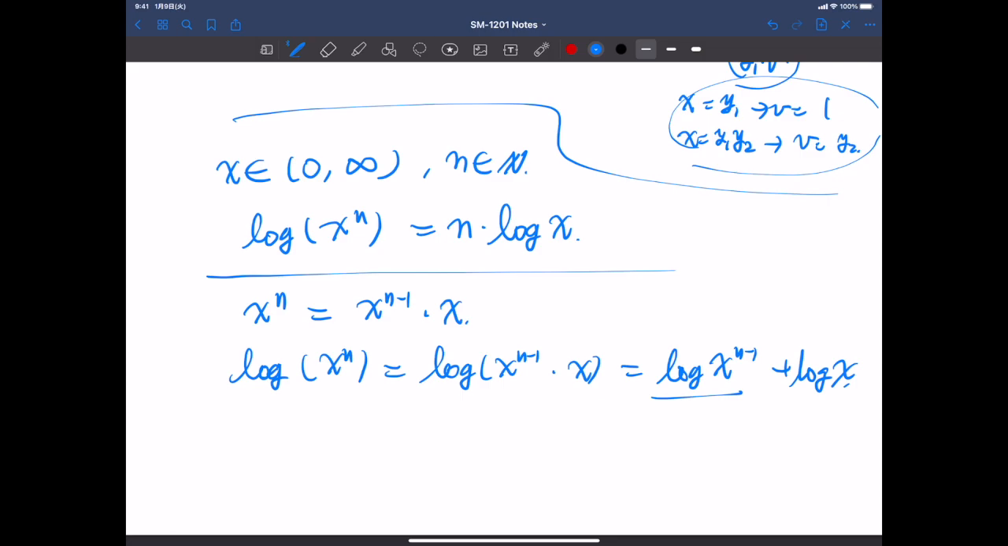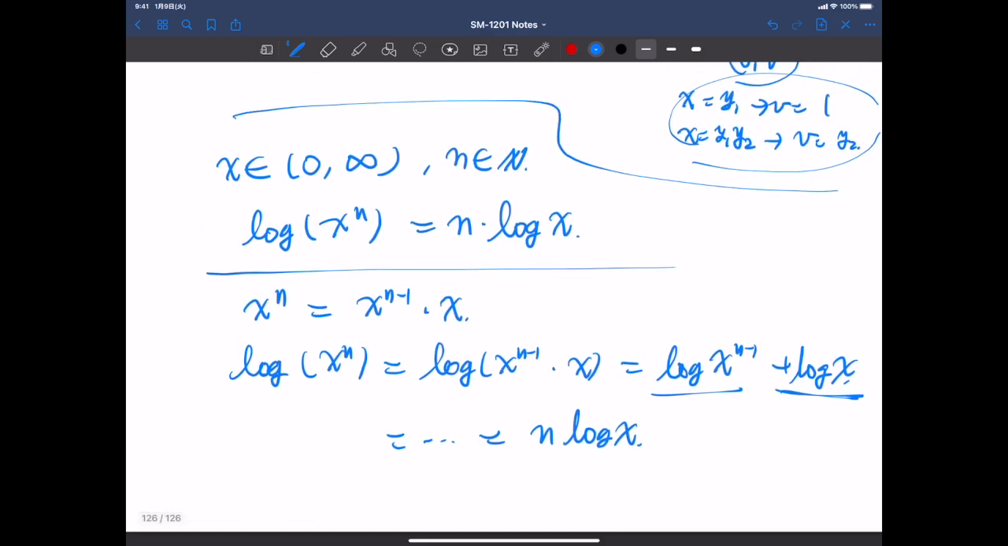And then we can decompose this part in the same way. So in the end, there will be n log x's. So that should be equal to n times log of x. And if you want to be more formal, then you can prove this by using mathematical induction. And I suggest you do it.